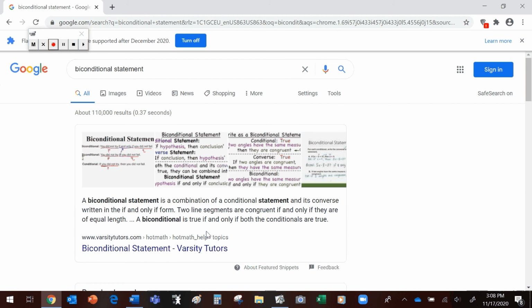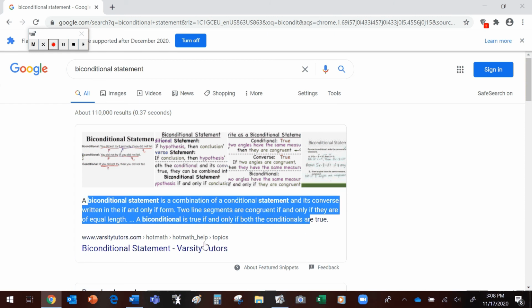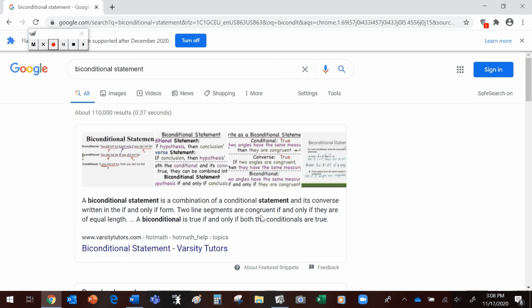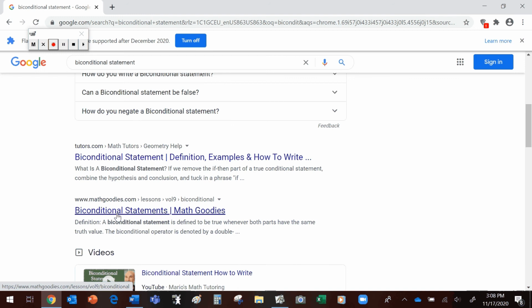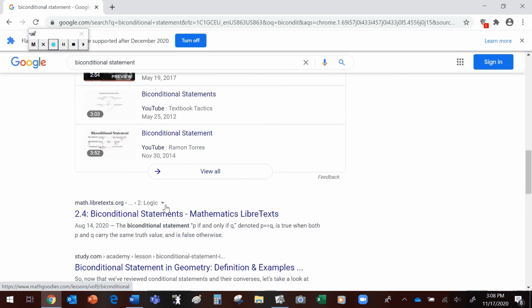Now the tendency is to just take whatever the very first thing we see and accept that as our answer. But if we do that, sometimes we're going to miss some important details. So read the first one and then find some others. Okay. So I come down here and I happen to know that this one is a pretty good link.